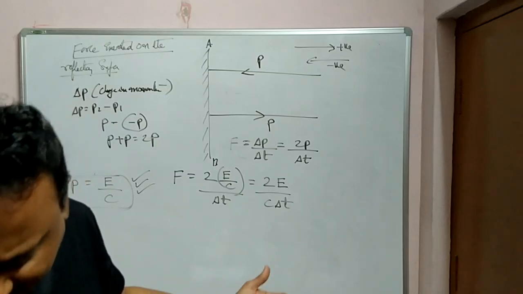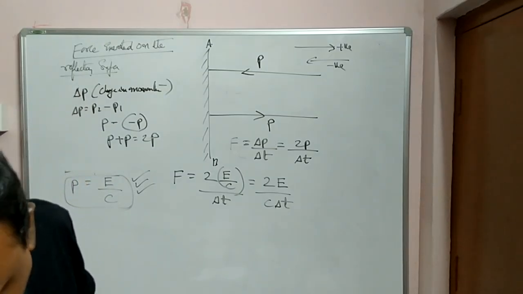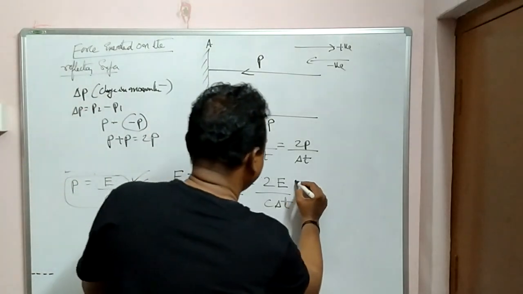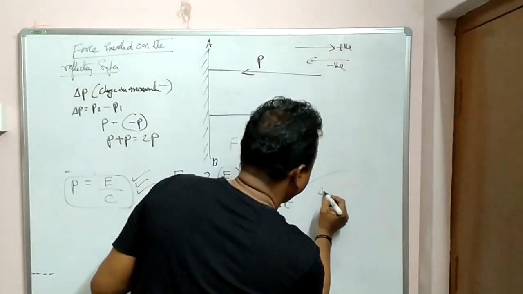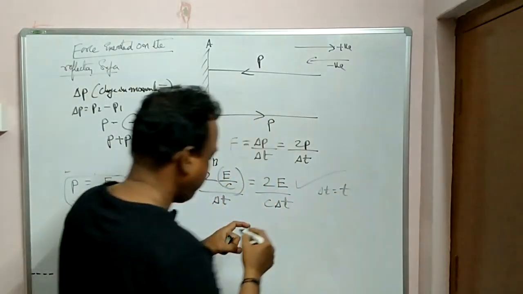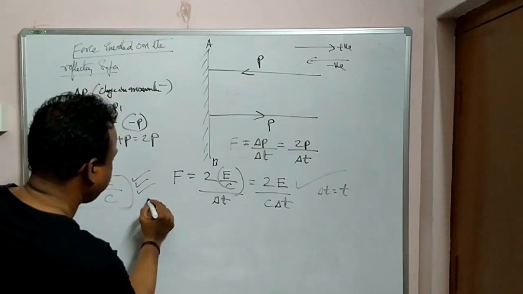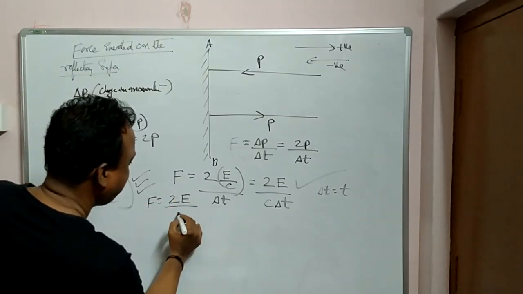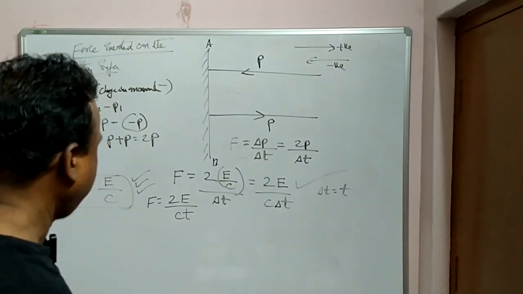Clear? So like this you can write down the equation. Any doubt? 2E by c delta T. So this is one equation, the force exerted for reflecting surfaces. Sometimes delta T is taken as small t also. Then this force exerted becomes 2E by ct.